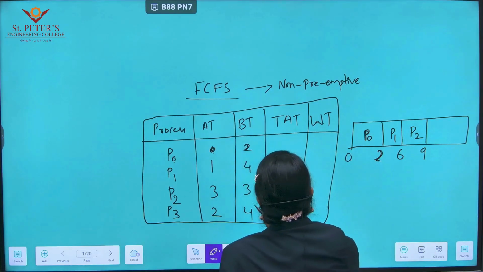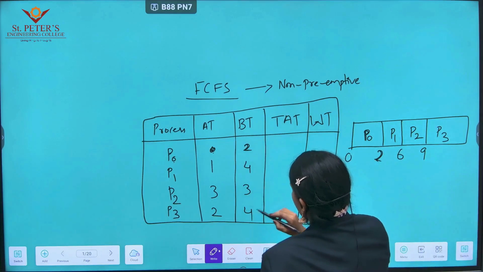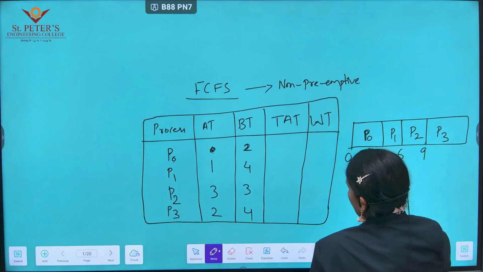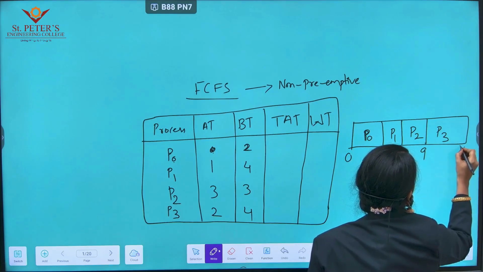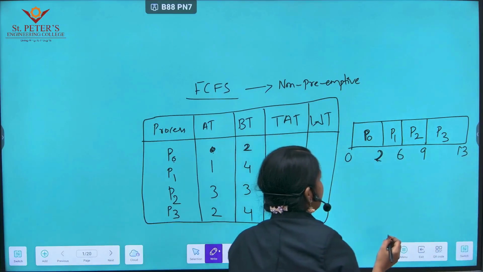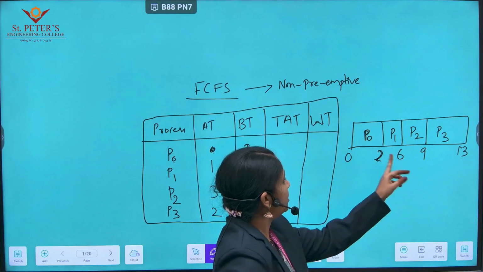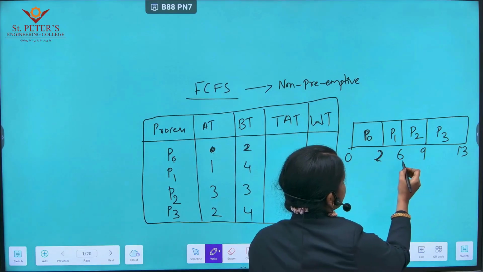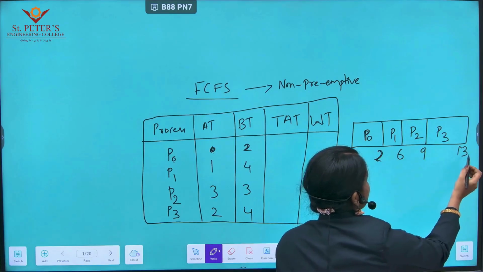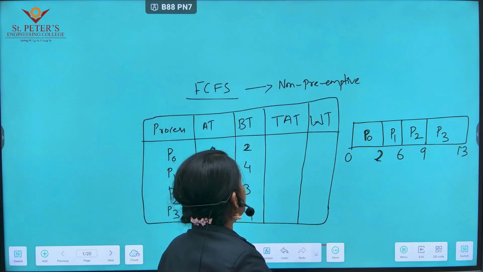Next, P3 came at 2 milliseconds. It will be completing in 4, that is 9 plus 4, that is 13. Means P0 will be completing in 2 milliseconds, P1 in 6 milliseconds, P2 in 9 milliseconds and P3 in 13 milliseconds.